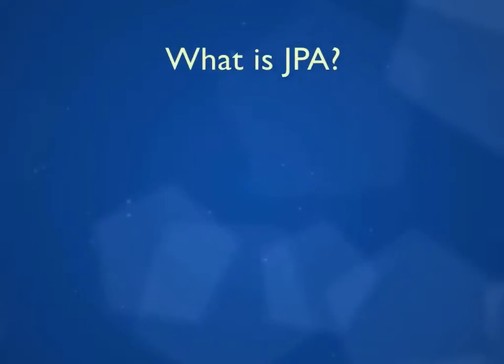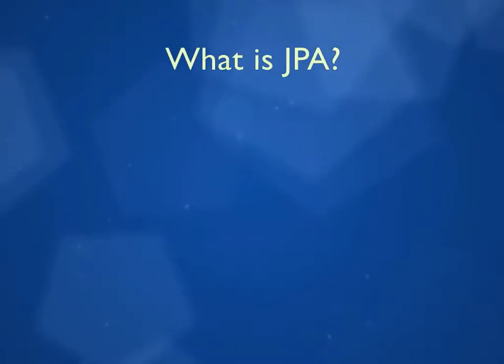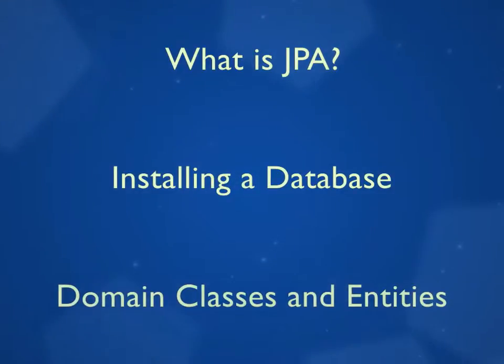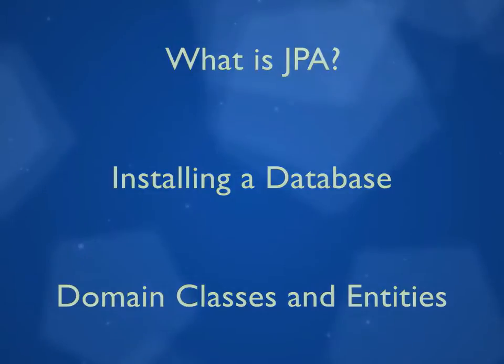Of course, we're going to need a database in order to do anything with JPA, so we'll look at how to install one. And then the two important topics in JPA are domain classes and entities. By the end of this chapter, we'll have created data in a database.